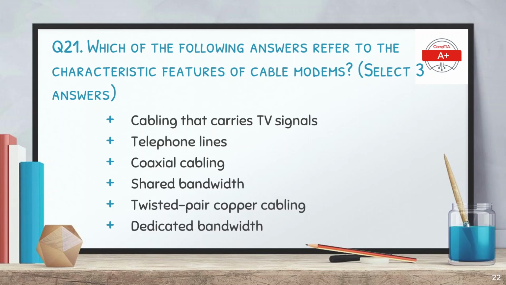Question number 21 is which of the following answers refers to the characteristic features of cable modems? We have to select three options, and the options are cabling that carries TV signals, telephone lines, coaxial cabling, shared bandwidth, twisted pair copper cabling, and dedicated bandwidth. And the correct options are cabling that carries TV signals, coaxial cabling, and shared bandwidth.